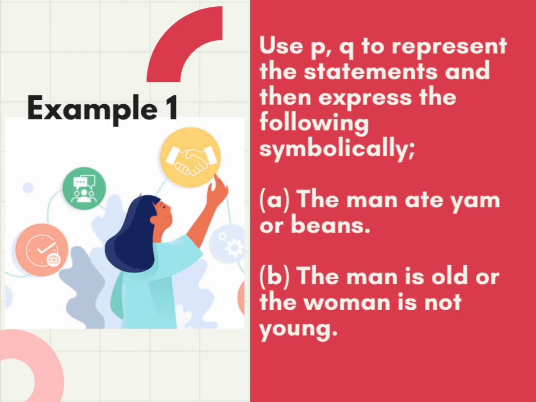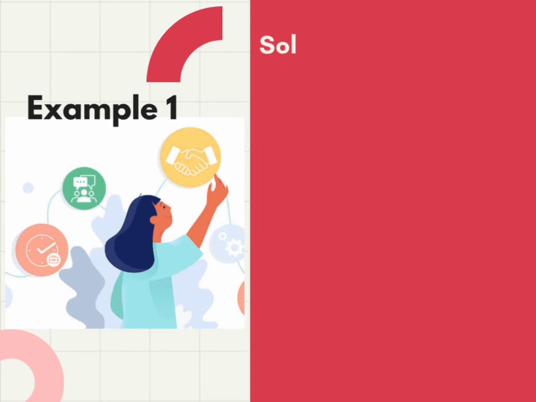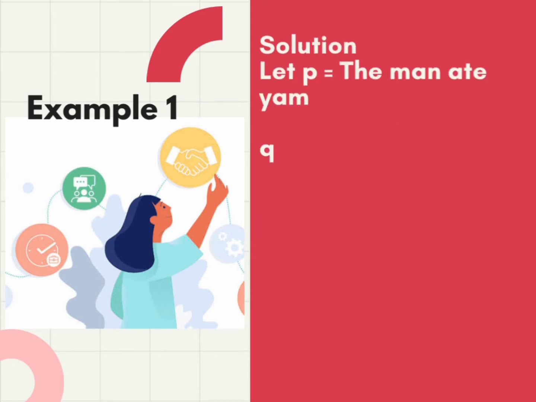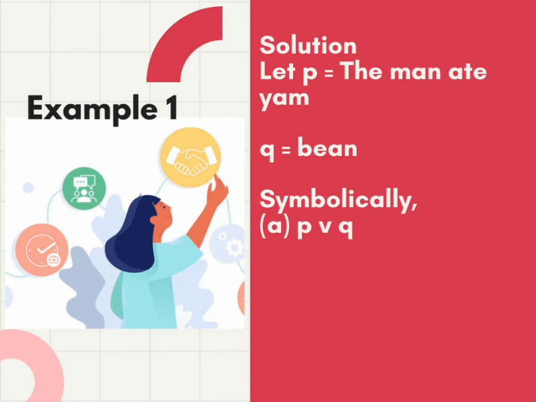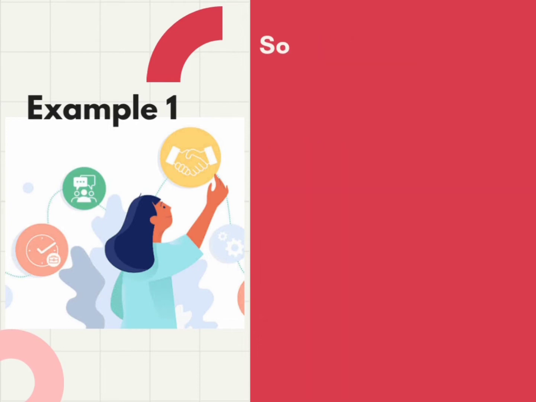Let's take this example. Use P, Q to represent the statements below and express them symbolically. The man ate yam or beans, and the man is old or the woman is not young. So what we are going to do, we'll take the first one, which is the man ate yam or beans. We are going to represent it symbolically. Let P represent the man ate yam and Q beans. Symbolically, we can represent this statement with P disjunction Q, where P represents the man ate yam and Q represents beans.